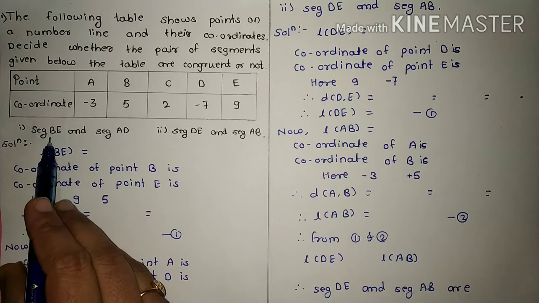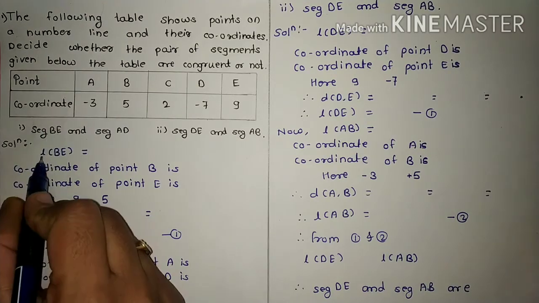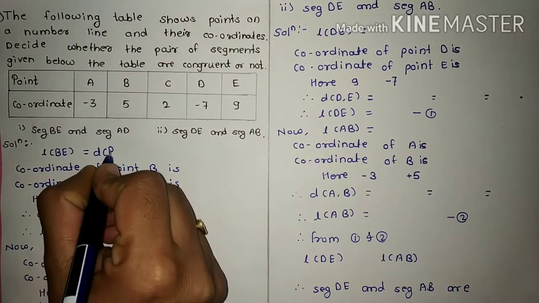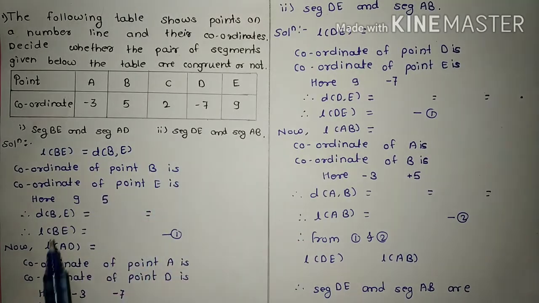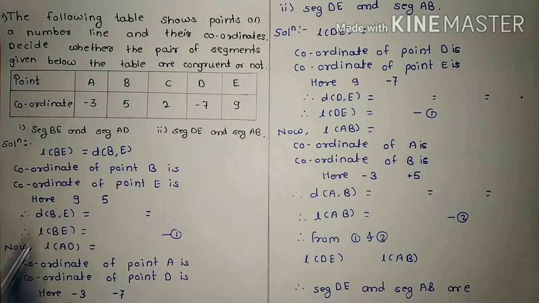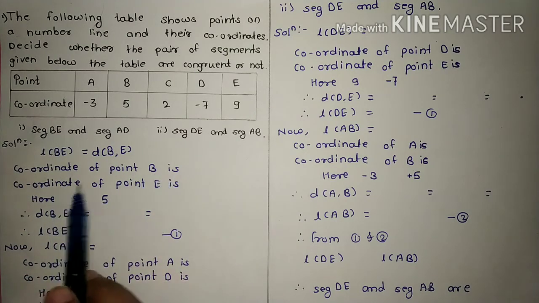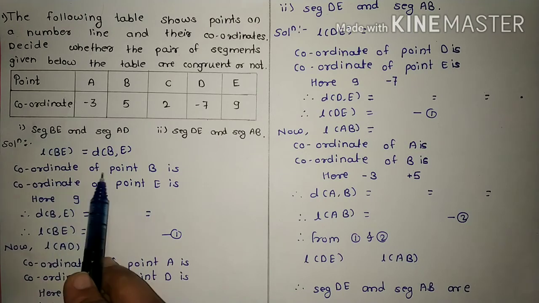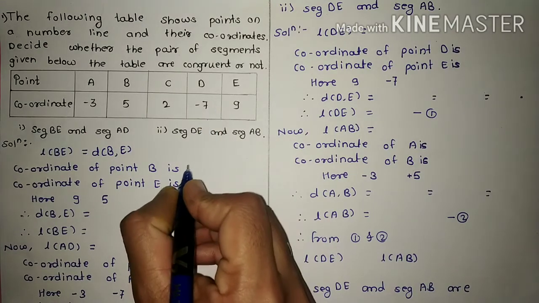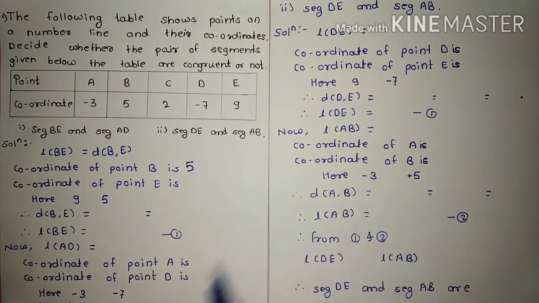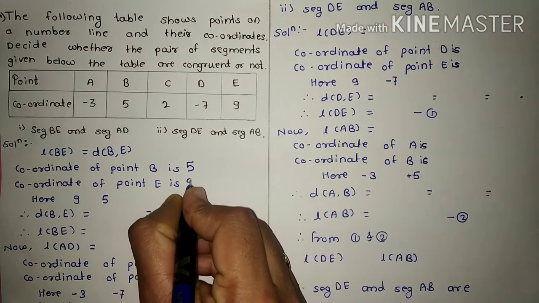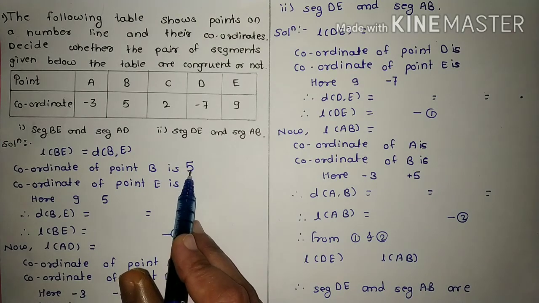First we have to calculate length of segment BE. Therefore length of BE is what? Distance between point B and E. Therefore we can write length of BE equal to distance of BE. To calculate distance, first find coordinate of point B and coordinate of point E. Coordinate of point B is given here. Coordinate of point B is 5. Write down here 5. Coordinate of point E is 9. Here 9 is greater than 5.